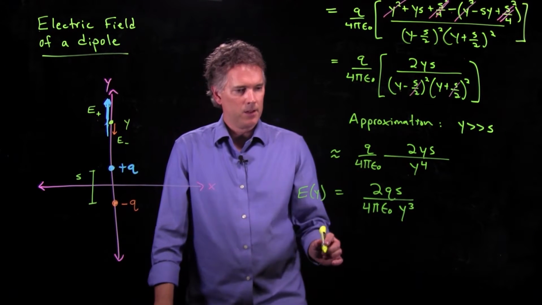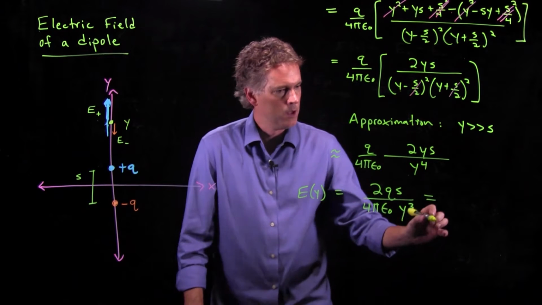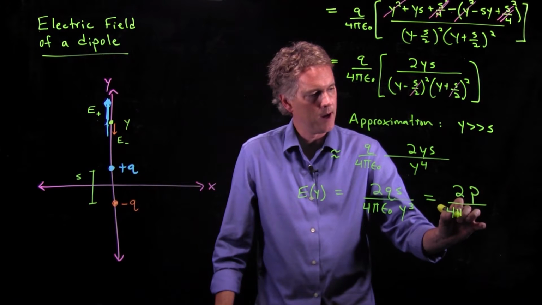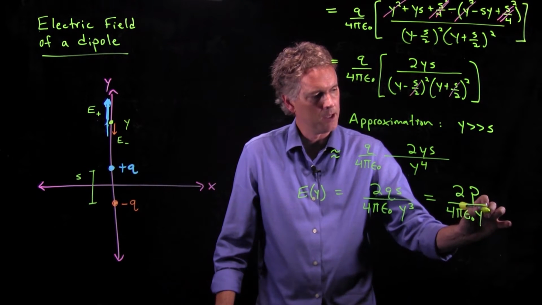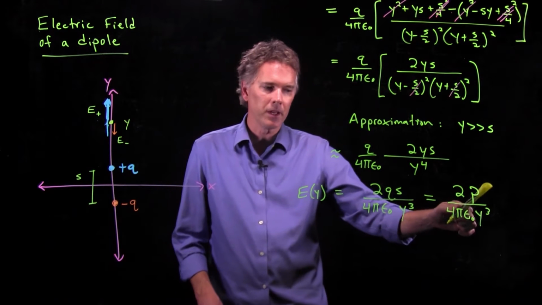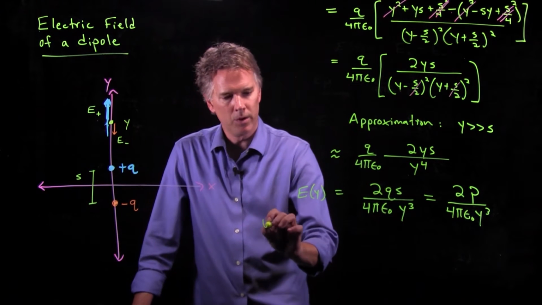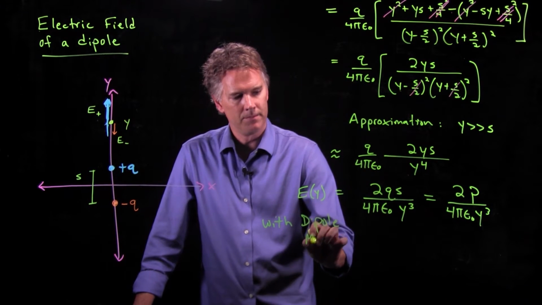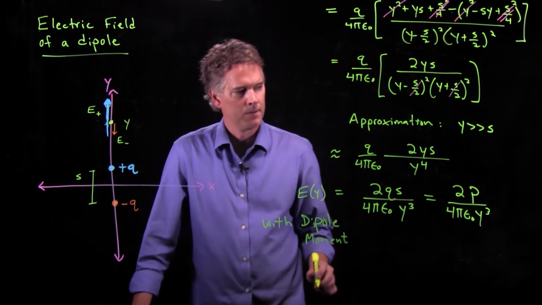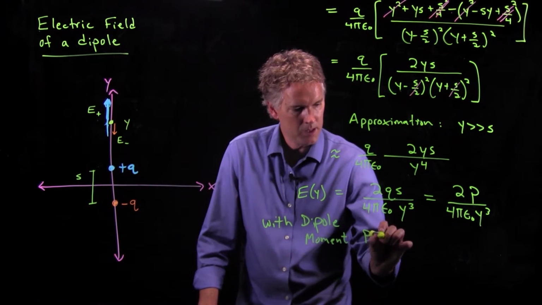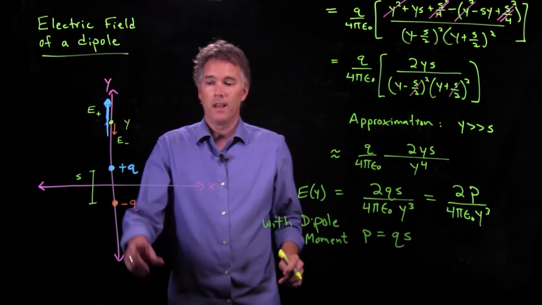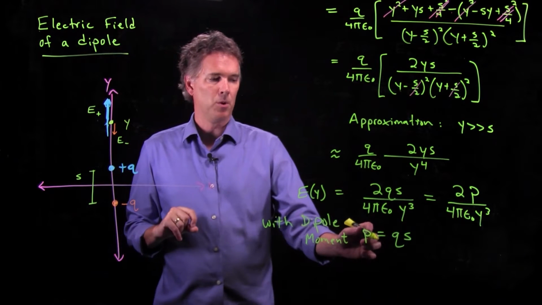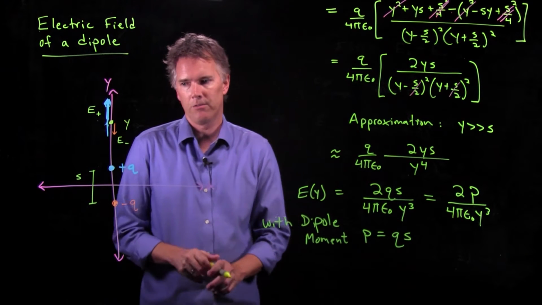Another way to write this is the following. 2 times p divided by 4 pi epsilon naught y cubed. And we've introduced something here called p, which is the dipole moment. Okay? P is equal to q times s. If you have two charges, plus q and minus q, and they are separated by s, what is the dipole moment? It's that right there, P equals QS.